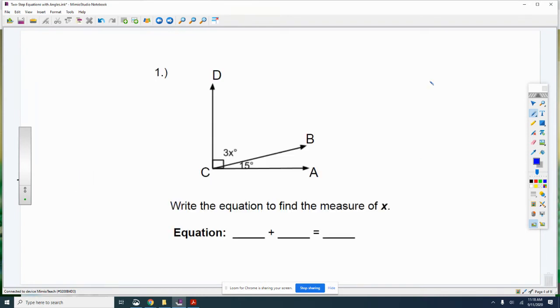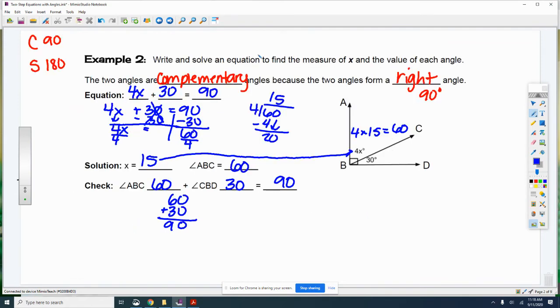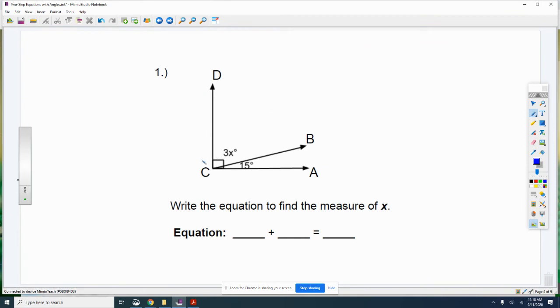So let's do some more practice, and I'm going to do one, you're going to do one, okay? So this is a complementary angle. It's a right angle, and that's going to be 90 degrees. So I have 3x plus 15 equals 90.